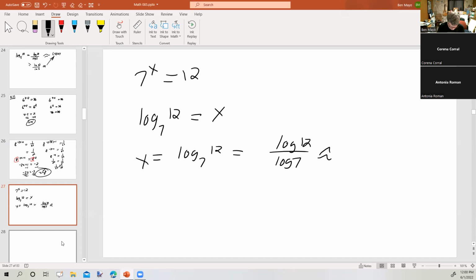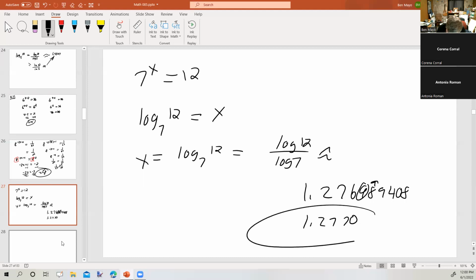So log of 12 divided by log of 7 is 1.276989408, and it said 4 places. The 8 would round up, so 1.2770. So basically 7 raised to this power would be 12, approximately that power.